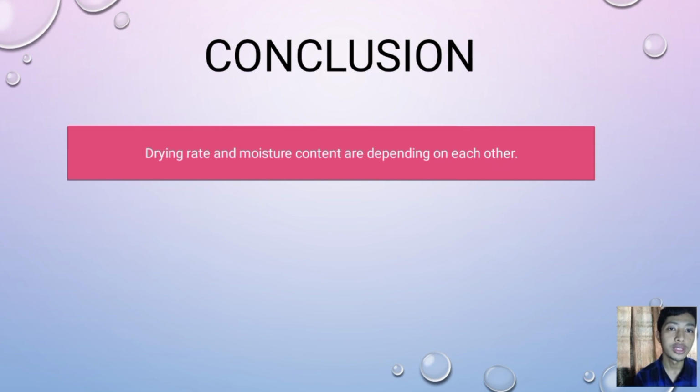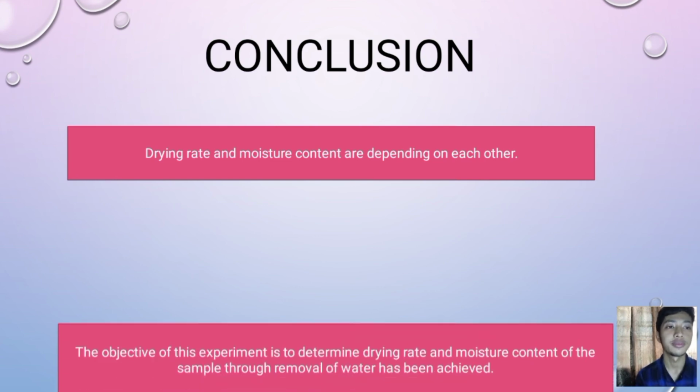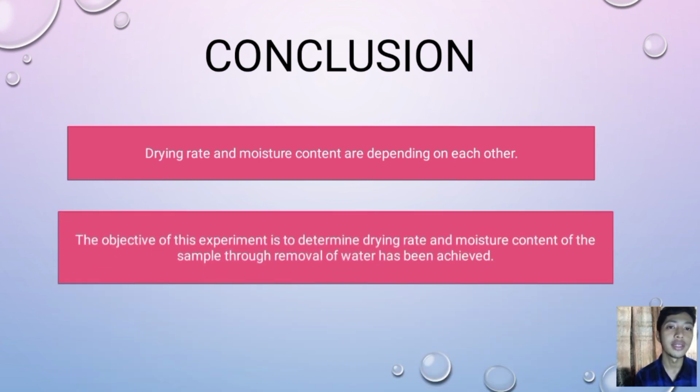As a conclusion, we can say that drying rate and moisture content are highly dependent on each other based on the plotted graphs and calculations that we made. The objective of this experiment, to determine the drying rate and moisture content of the sample and to remove the water, has been achieved in the end.